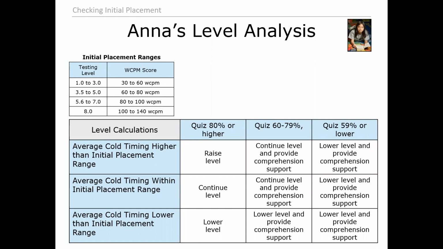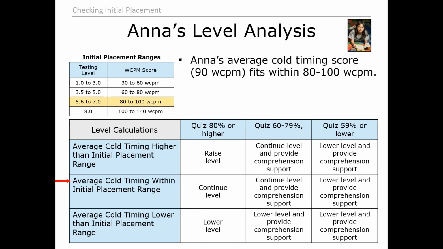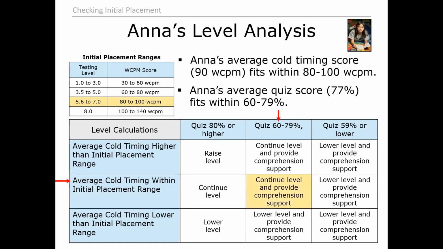So if we take a look at this table, it tells us that her average cold timing score was in the initial placement range. That's 90, right between 80 and 100. And her quiz is between 60 and 79. So I can continue the level here, but I might need to provide a little comprehension support, right? She's below 80, so I'm just going to keep an eye on that, right?